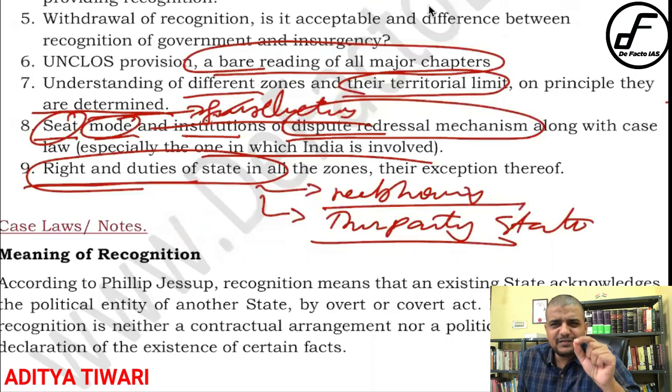You will see there is a very, very simple and direct question: what are the rights and duties of a third party state in territorial water? Simple question, right? There are 5, 6, 7 rights and duties, so you have to write all of that down and make pinpoint notes with regard to it. That will be more than sufficient.